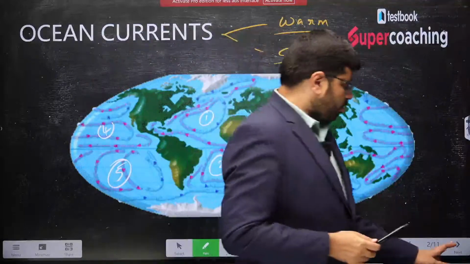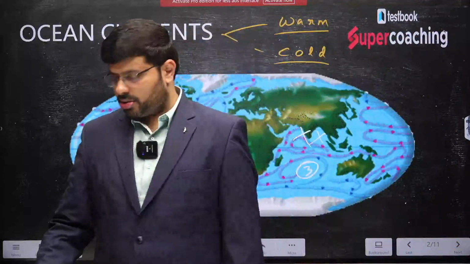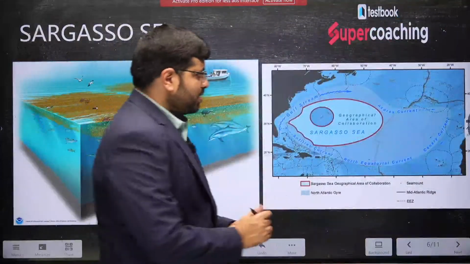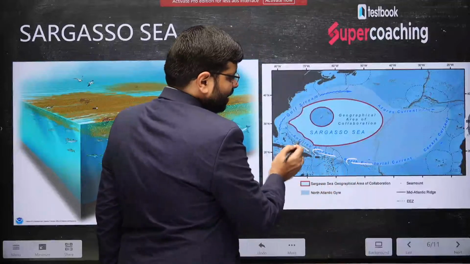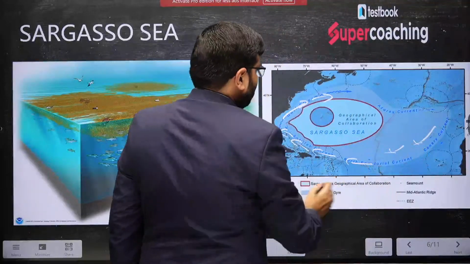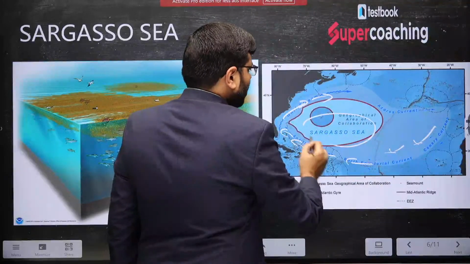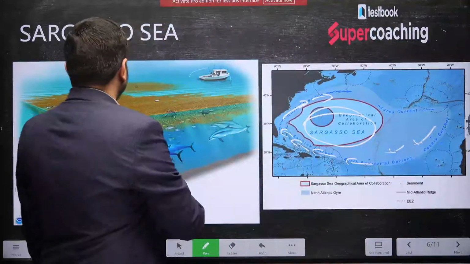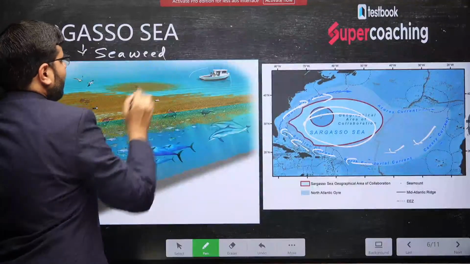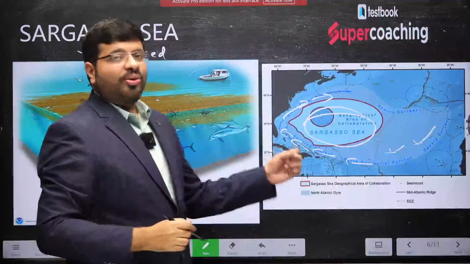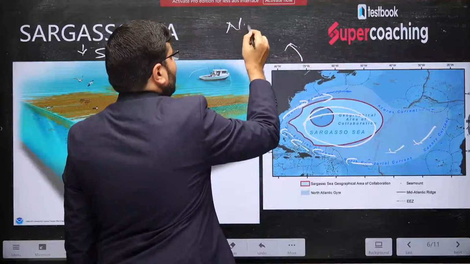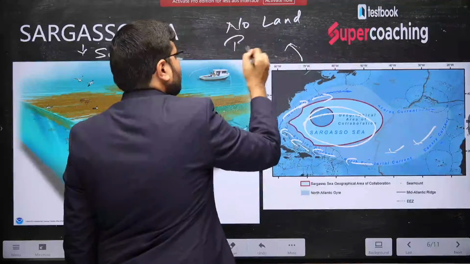One unique thing about the Atlantic Ocean: you see, this is the North Equatorial Current, this is the Antilles Current, this is the Gulf Stream, and then you have the Canaries Current. There is a local area here called the Sargasso Sea. Sargasso is nothing but a seaweed, algae. The Sargasso Sea is the only ocean without a land boundary. There is no land boundary.